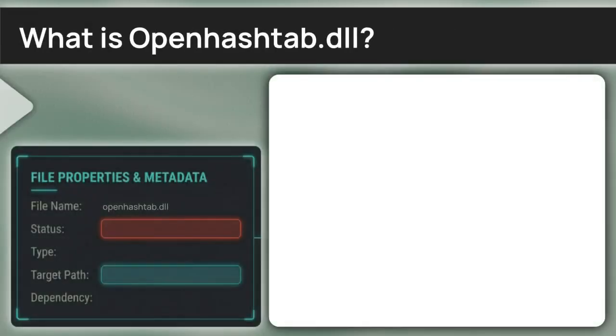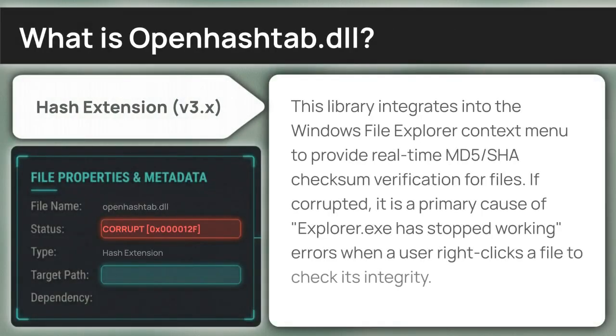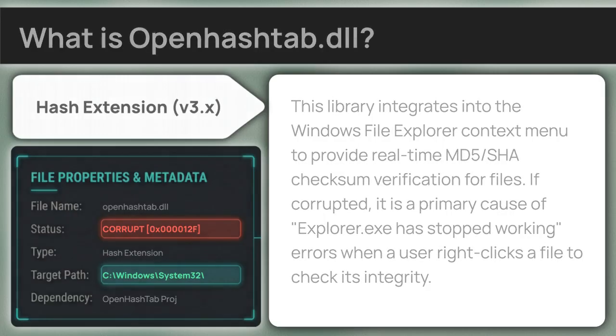This is the OpenHashTab utility. This library integrates into the Windows File Explorer context menu to provide real-time MD5 and SHA checksum verification for files. If corrupted, it is a primary cause of Explorer.exe has stopped working errors when a user right-clicks a file to check its integrity. Now that you have the context, let's move into the repair process with a fresh installation.